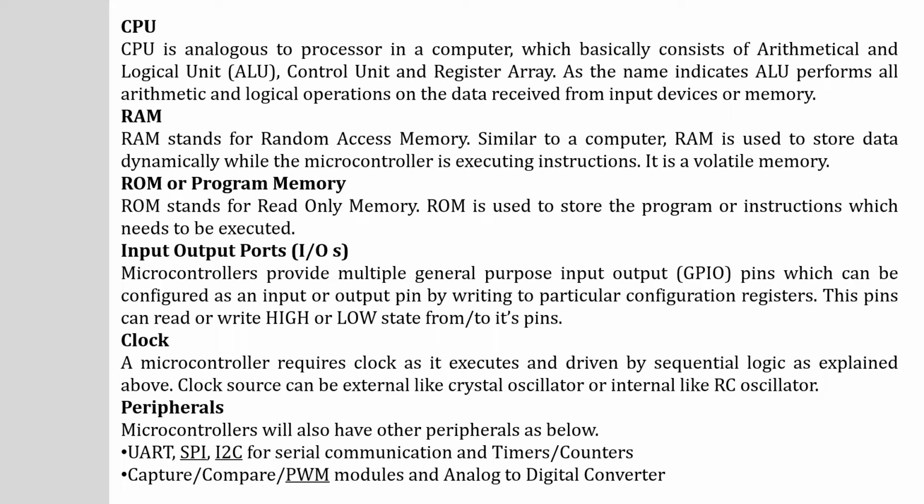RAM is random access memory. It is a volatile memory. That means when the power is off, the memory is erased completely, and the next time we power on the device, we can again store the data. RAM is used in data memory and ROM is used in program memory.